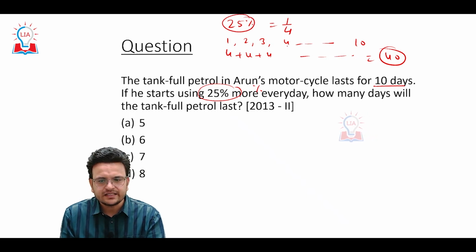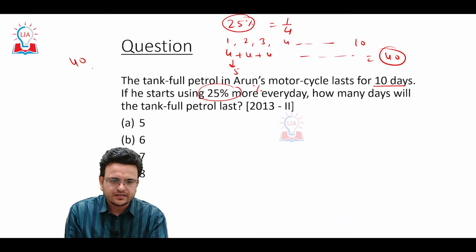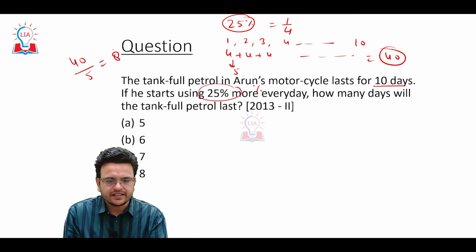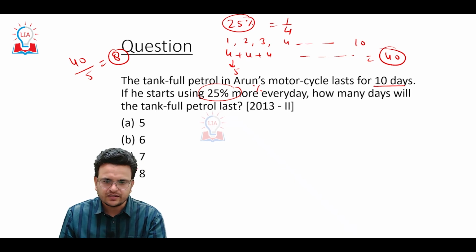Now it has increased by 25%, so it becomes 5 liters. So he has 40 liters, at 5 liters every day. Now how many days? It is 8 days. So the answer will be 8. This is one way you can solve this particular question.